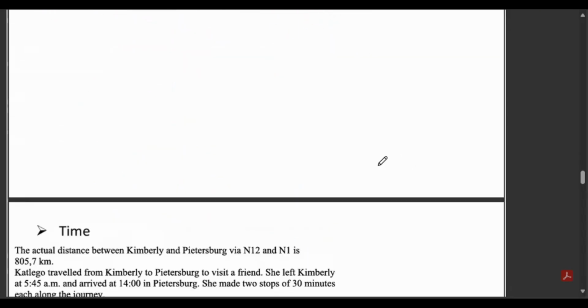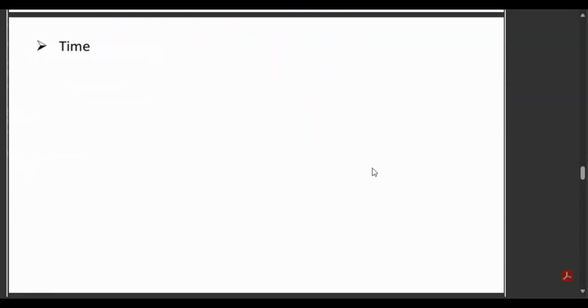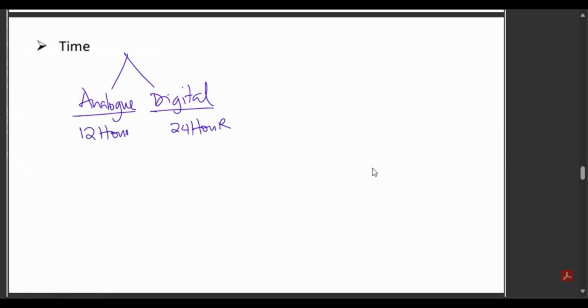Okay, let's look at the next part. Time. When we look at time, what we expect to see is that time is split into what we call the analog, and the other side which you call the digital format. Digital format is the 24-hour system, and this is what we call the 12-hour system. Under analog, this is where we have the AM and the PM. Here we have nothing. Please don't do anything there.